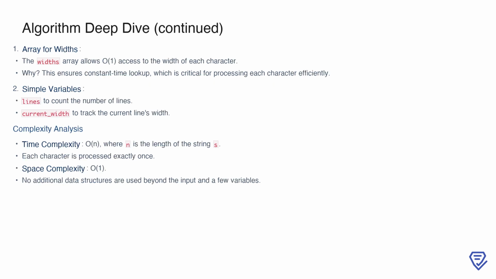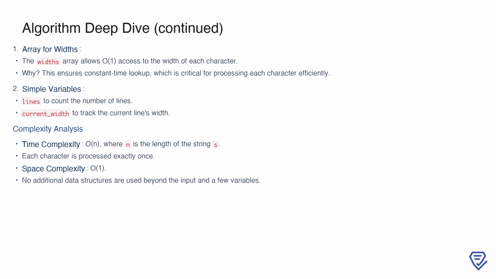To implement the solution, we rely on simple and efficient data structures. The widths array provides constant time access to the width of each character, which is crucial for processing the string quickly. Additionally, we use two straightforward variables, lines to count the number of lines and current_width to track the width of the current line. This simplicity keeps the algorithm both fast and easy to understand.